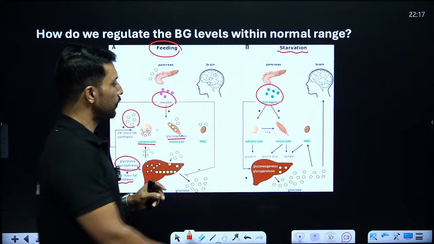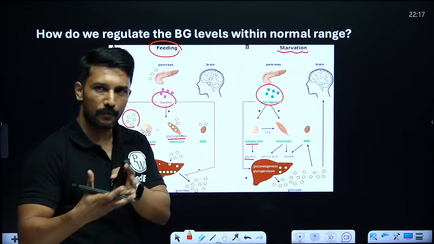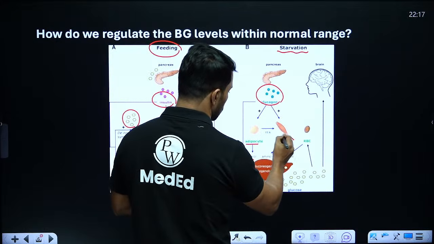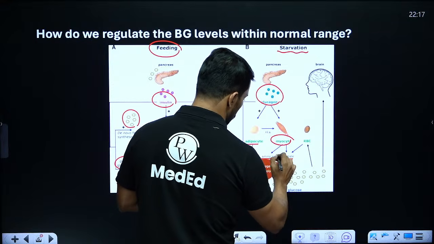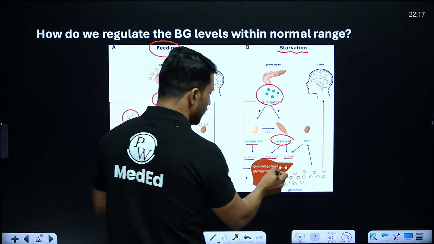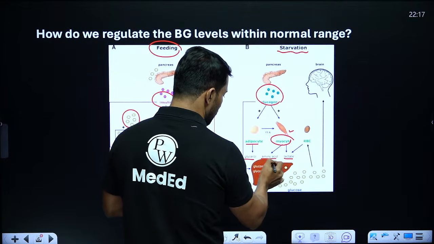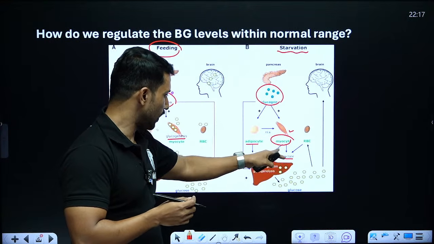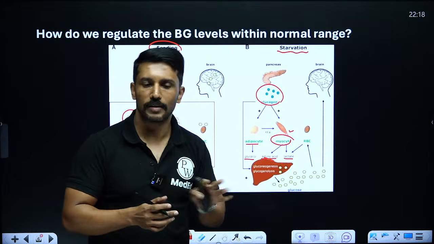So what will it do? It will stimulate the adipocytes to release free fatty acids and glycerol, which can be converted to glucose. It will stimulate the muscles to release lactate and amino acids, which can also be converted to glucose, ultimately in the liver. So basically we are causing glycogenolysis, and in the liver we can also do gluconeogenesis from glycerol and amino acids. We can generate glucose by gluconeogenesis and release it into circulation.